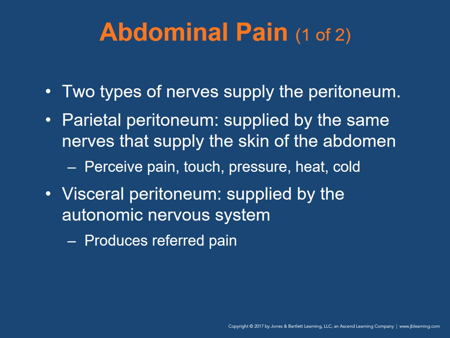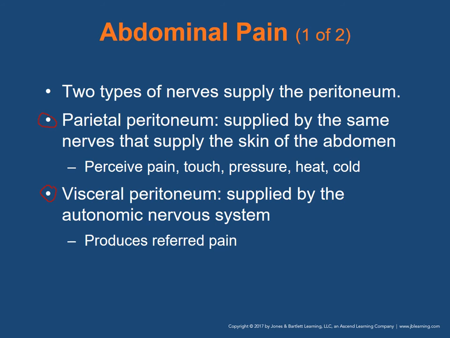So, abdominal pain, there are two types of nerves that supply the peritoneum. I would know these two bullet points that you see here. Very important for testing purposes. The parietal peritoneum is supplied by the same nerves that supply the skin of the abdomen, which help to consciously perceive pain, touch, pressure, heat, cold. So it gives us a really good idea of sensation inside of the abdomen.